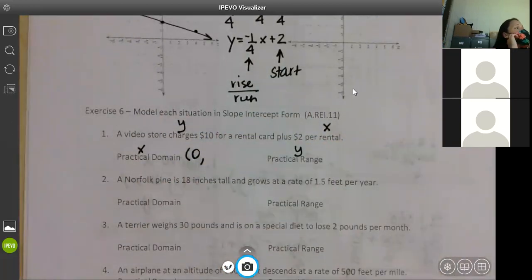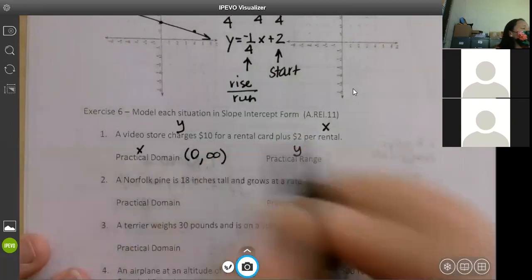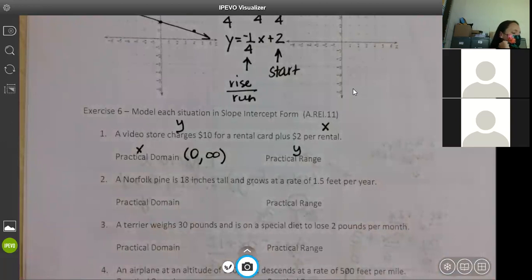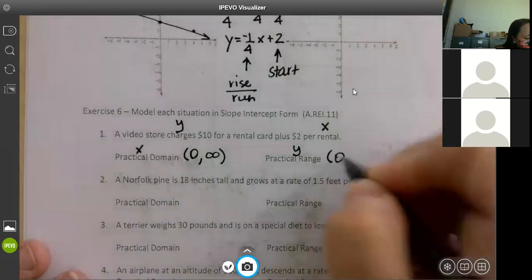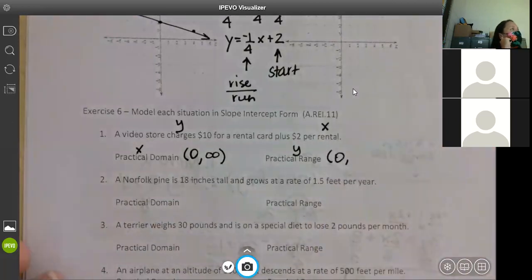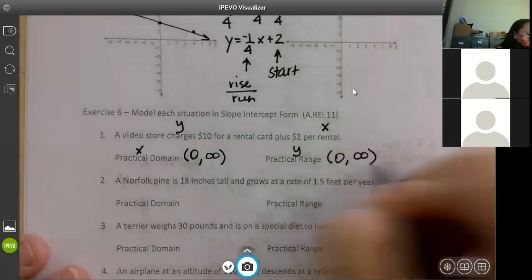Now, you can buy as many rentals as you want. However, you can only buy as many as the store has, right? So we don't really know our upper domain, so I'm going to put infinity. But when we get to our test, it will not be that way. What's the least amount of money you'll pay? What's the most you'll pay? It depends on how many you can rent. So we're going to put infinity here as well.